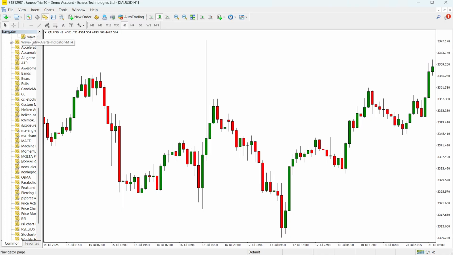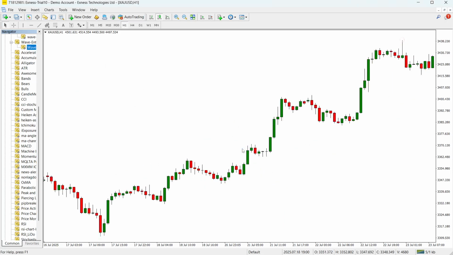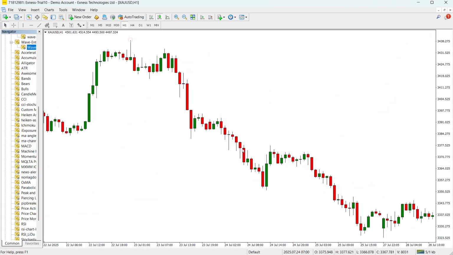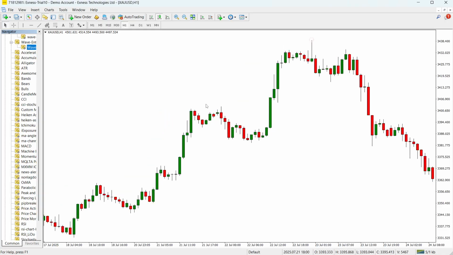At this point, I'm going to load the indicator on the charts so you can see how it looks in real time. Remember to allow DLL imports. Alright, there we have it. If you look closely on the charts, you can see how it appears.